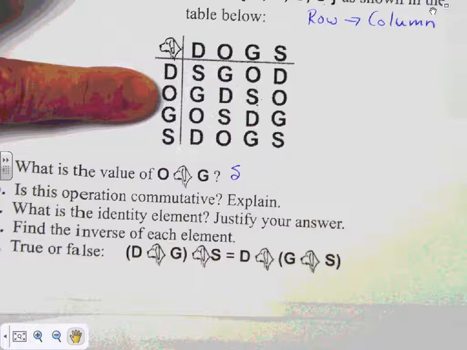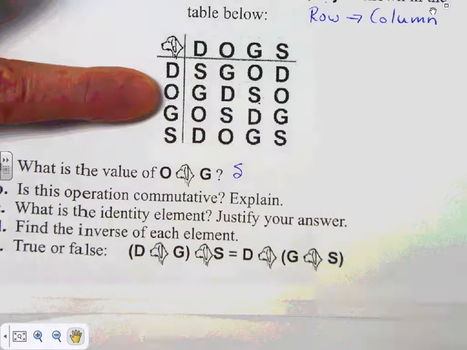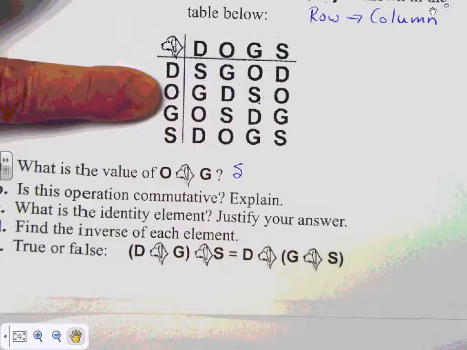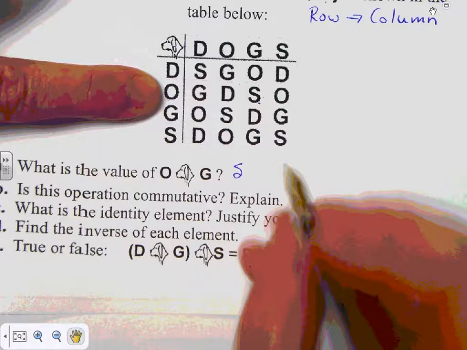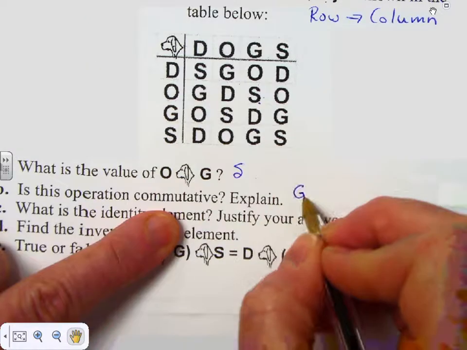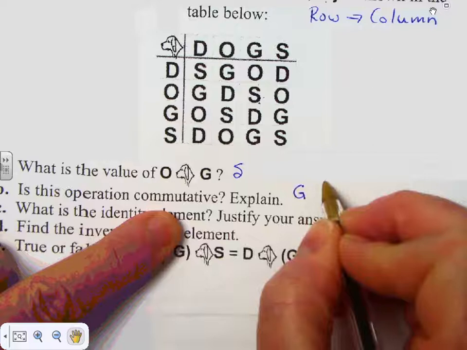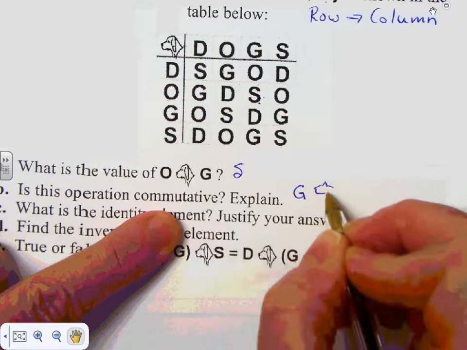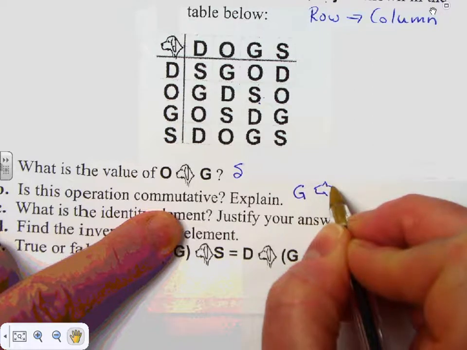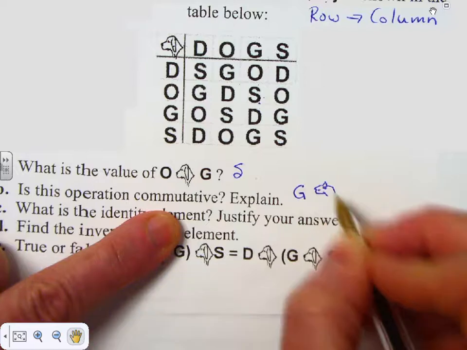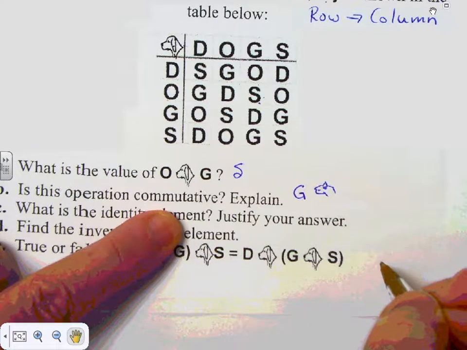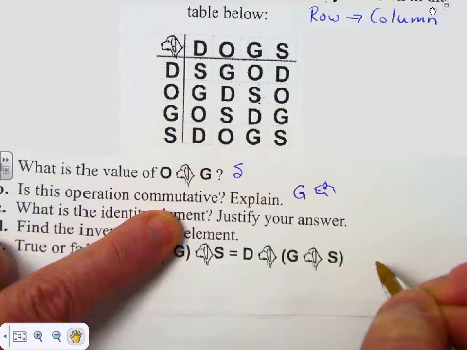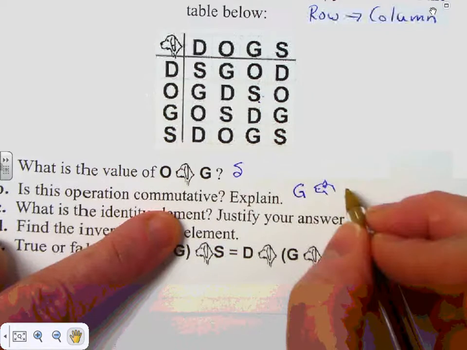Is this commutative? Now, what does commutative mean? We traveling, right? We commuted, so we got to trade places. So now commutative means we would do G dog O.